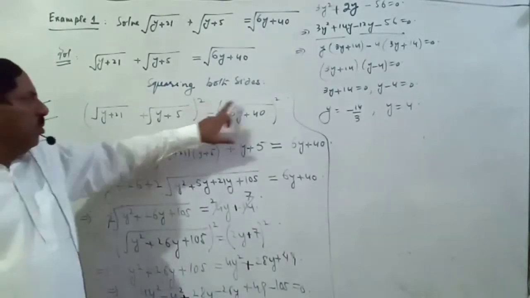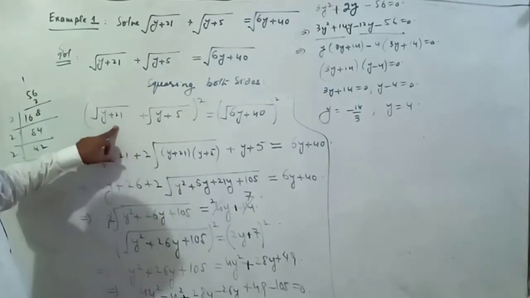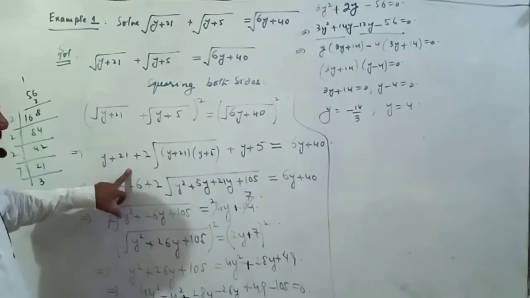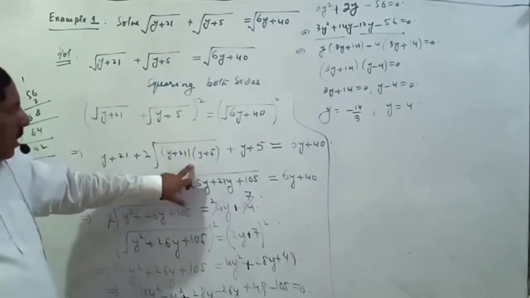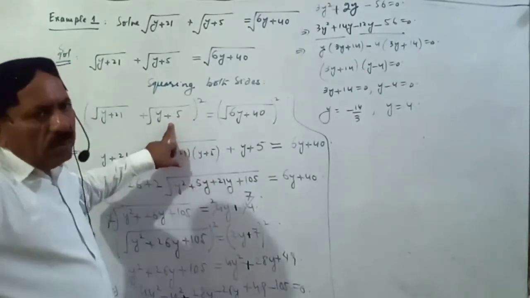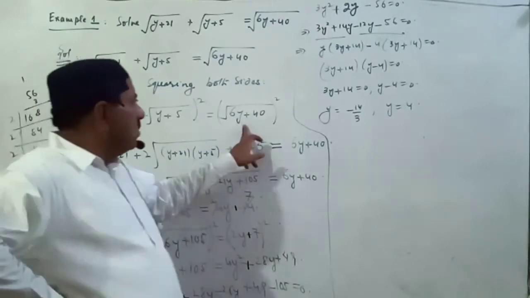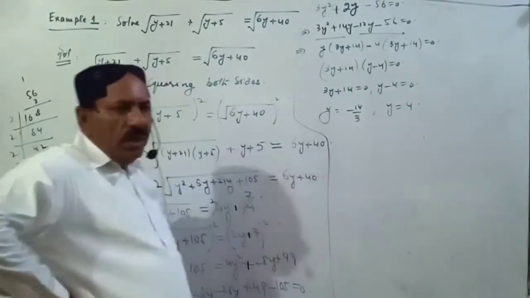So having squared both sides, this will be a square, means (radical y plus 1) whole square, which is y plus 21 without radical, plus twice of radical y plus 21 and radical y plus 5, plus b square, means (radical y plus 5) whole square, which will be y plus 5, is equal to (radical 6y plus 40) whole square, means removal of the radical sign will be 6y plus 40.